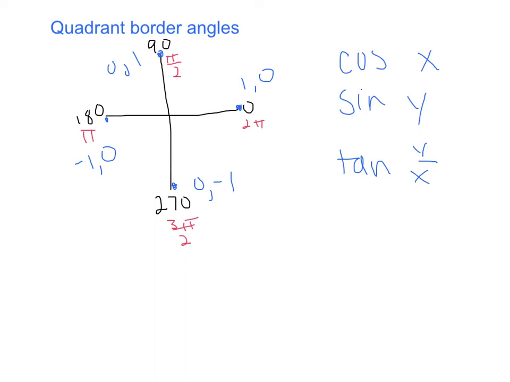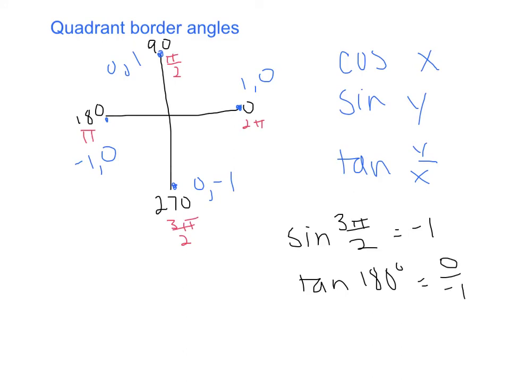So what that means for me is if I were to try to find the sine of 3 pi over 2, I would simply look for 3 pi over 2, which is this line right here. I look at my two coordinates. Sine is the y coordinate, so the sine of 3 pi over 2 is simply -1. Let's say I wanted the tangent of 180 degrees. I look at my y coordinate divided by my x coordinate, and 0 divided by anything is 0.